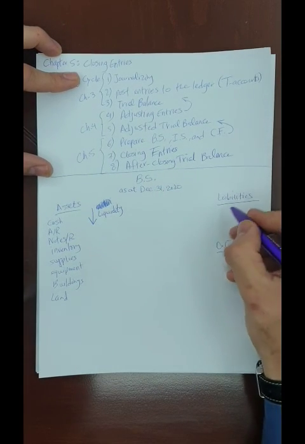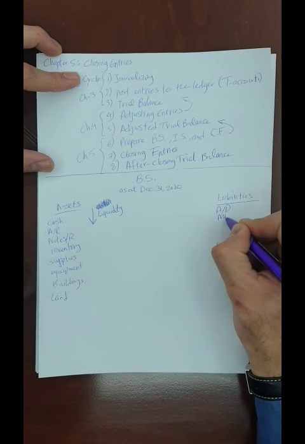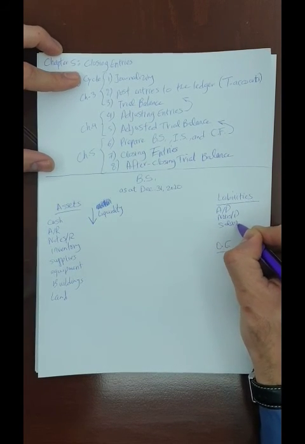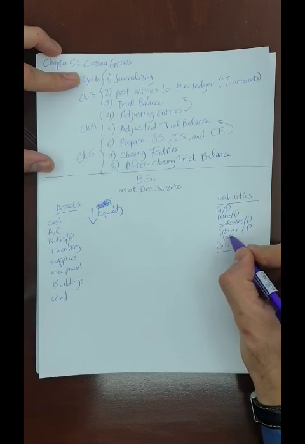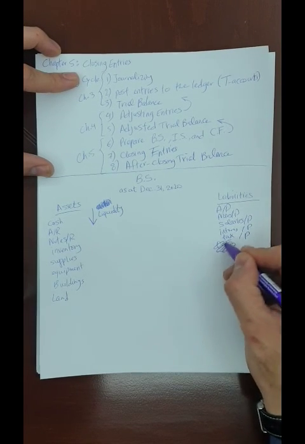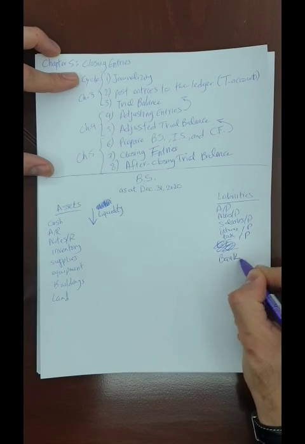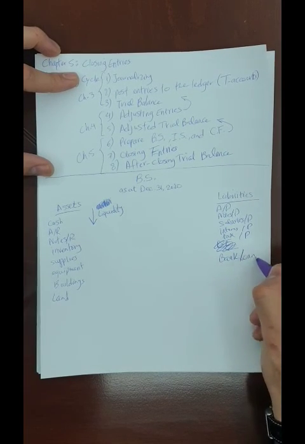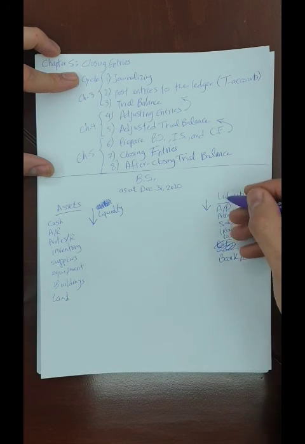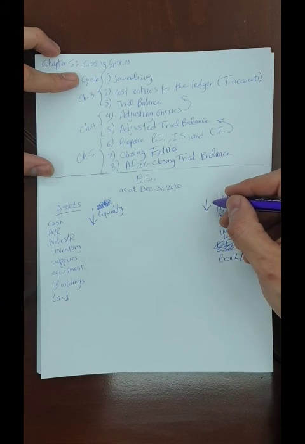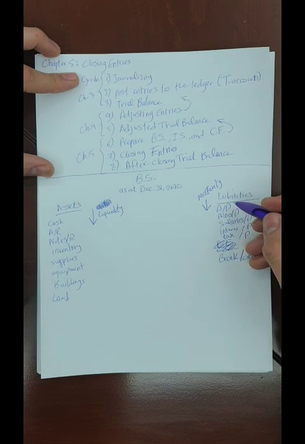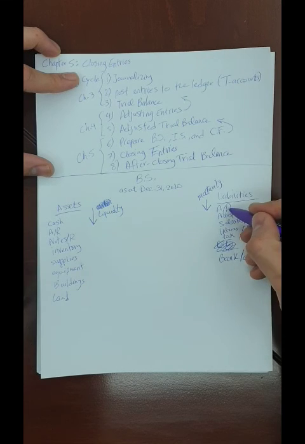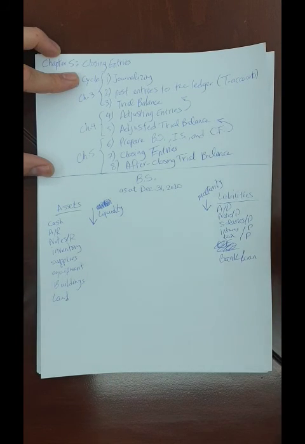As for liabilities, we have accounts payable, notes payable, salaries payable, interest payable, tax payable. We might also have something like a bank loan, which we call long-term debt. Liabilities are listed in the descending order of maturity. So this will be paid in the near future, and this will be paid after several years.